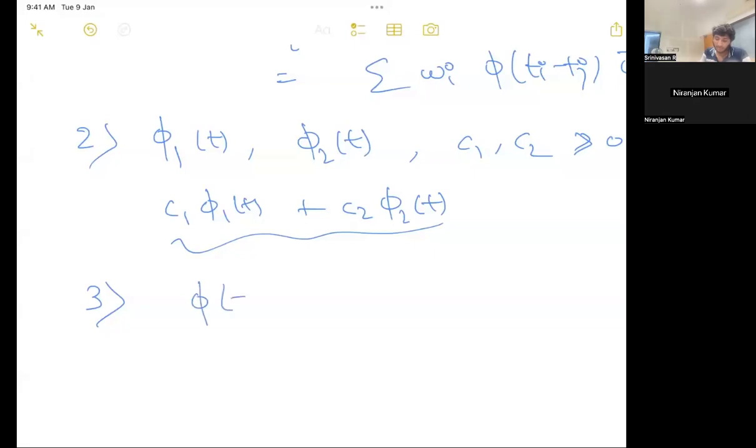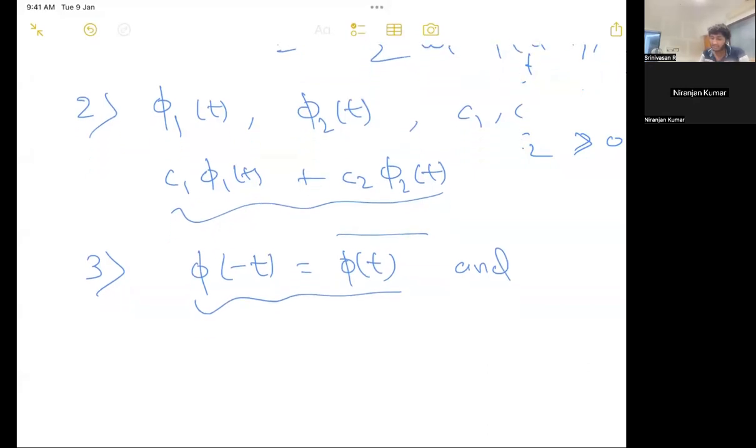Third property we observe is that phi of t is phi of t bar, and mod phi of t square is less than or equal to 1. Now the first of these properties is easy to see, because a positive function, positive matrix, is also Hermitian. So phi of negative t is phi of t bar.